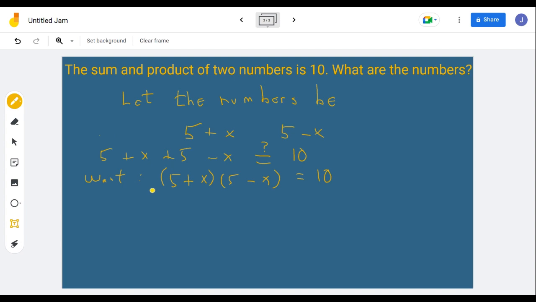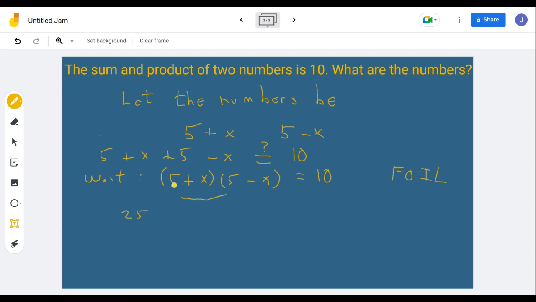Now this is where we use some of the algebra we went over beforehand, because this is the product of two binomials. So we're going to use FOIL. We're going to FOIL that thing, and we're not going to be tentative about it. We're going to be very direct about it. So the first is 5 times 5, which is 25.